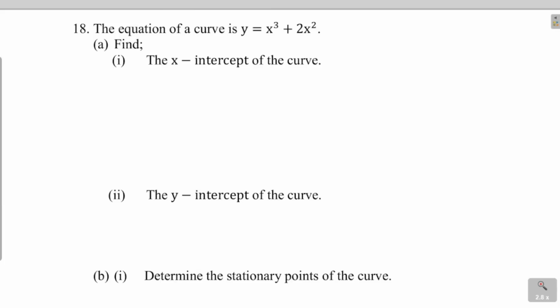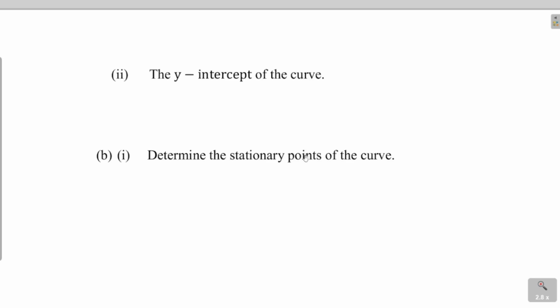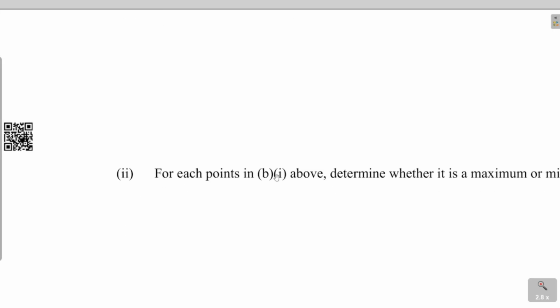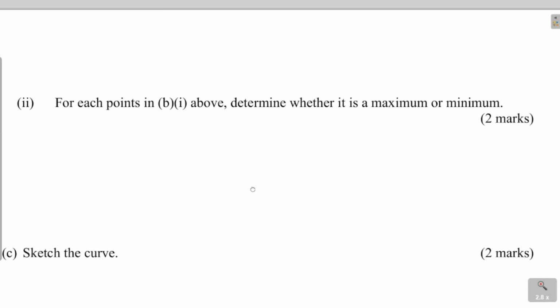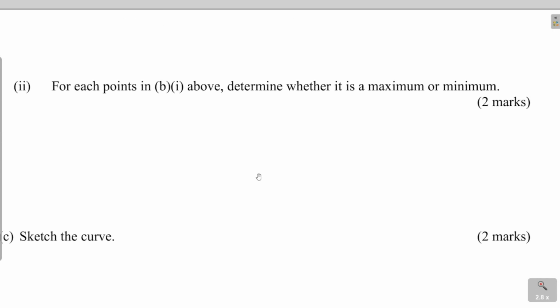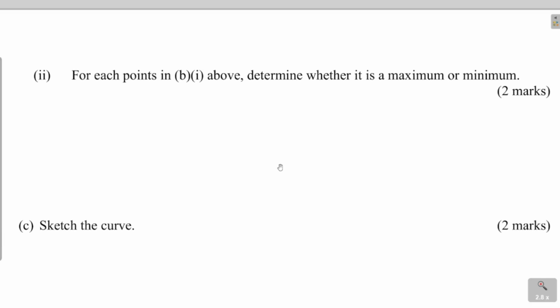The equation of a curve is y equals x cubed plus 2x squared. Part A, find 1. The x-intercept of the curve. 2. The y-intercept of the curve. B, part 1. Determine the stationary points of the curve. For the next part, for each point in B1 above, determine whether it is a maximum or minimum. And then lastly, sketch the curve.